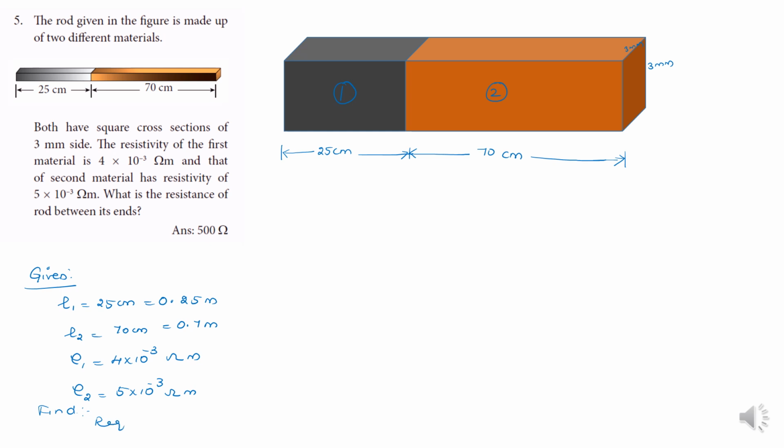Let this end be A and this end be B. Find the resistance between A and B. So this is resistance 1 and this is resistance 2. This is A and B, R1, R2. So it looks like they are connected in series. R1 and R2 are in series configuration.